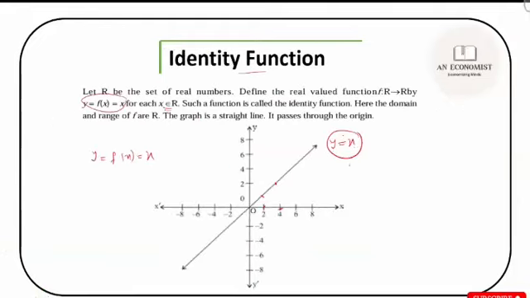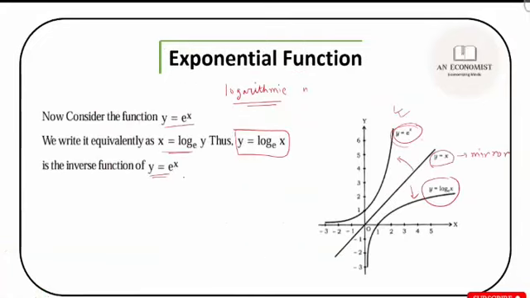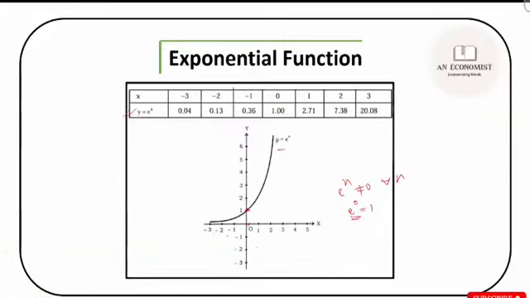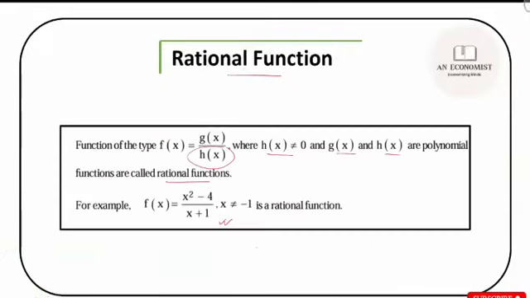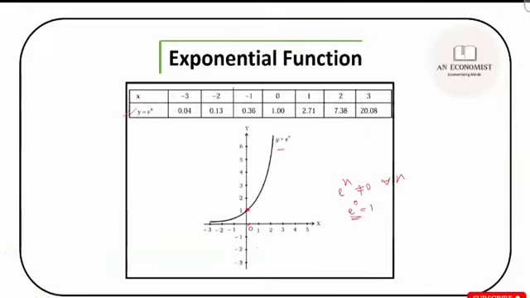And in the identity function, what do you have? The range and the domain are equal, right? The range and the domain both are the real numbers. And here in the exponential function, you have the range equal to the domain. And what else? We have covered everything, right?